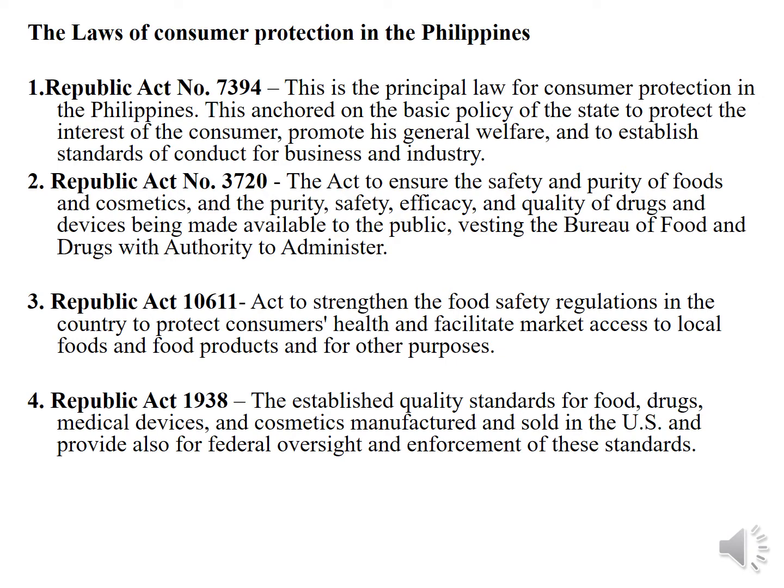Republic Act 10611. An act to strengthen the food safety regulations in the country to protect consumers' health and facilitate market access to local foods and food products and for other purposes. Republic Act 1938. It established quality standards for food, drugs, medical devices, and cosmetics manufactured and sold in the U.S. and provides also for federal oversight and enforcement of these standards.